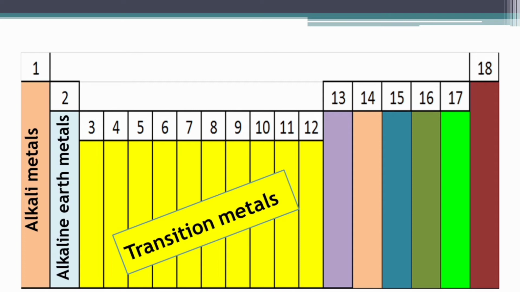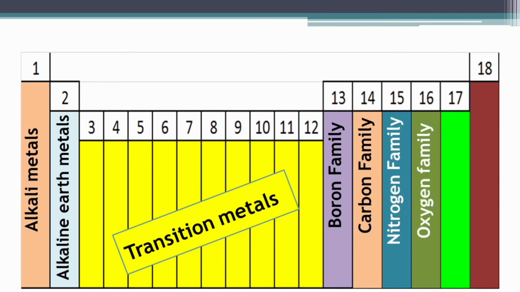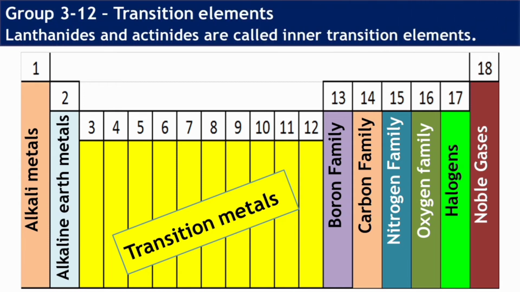The 13th group is known as the boron family, the 14th group is called the carbon family, then the nitrogen family, the 16th group the oxygen family, the 17th group elements are called halogens and the 18th group elements are known as noble gases. The lanthanides and actinides which are kept below the main periodic table are known as inner transition elements.